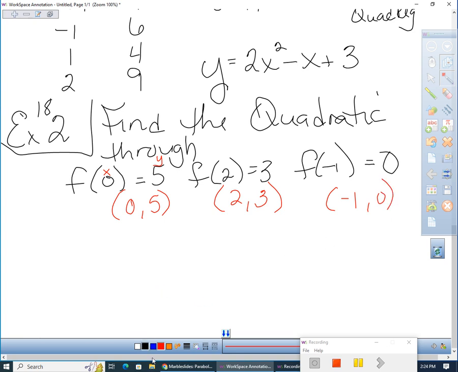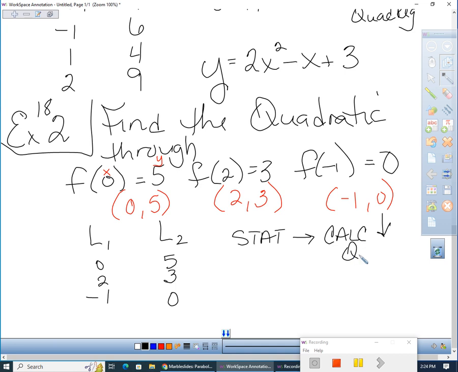So you're going to go back into stats. In list 1, now you are putting 0, 2, negative 1. In list 2, you are putting 5, 3, and 0. Go back into stats. Over to calculate. Down to quad reg.